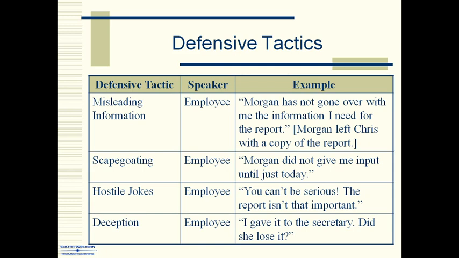And if it is misleading information, inquiry: Morgan has not gone over with me the information in the report. Morgan left places with a copy of the report. Scapegoating means: Morgan did not give any report until today. A hostile joke means: you can't be serious, the report is not that important. And if there is deception: I gave it to the secretary, did she use it?